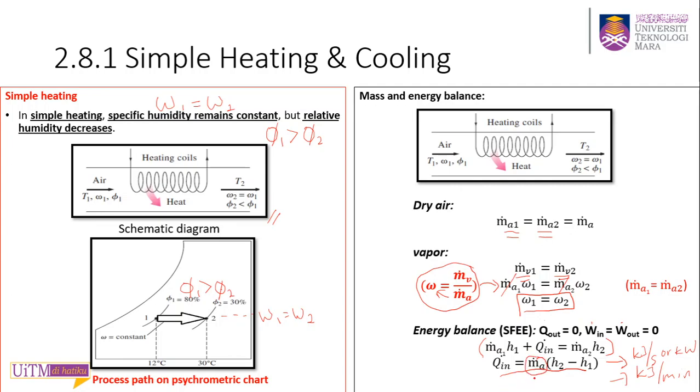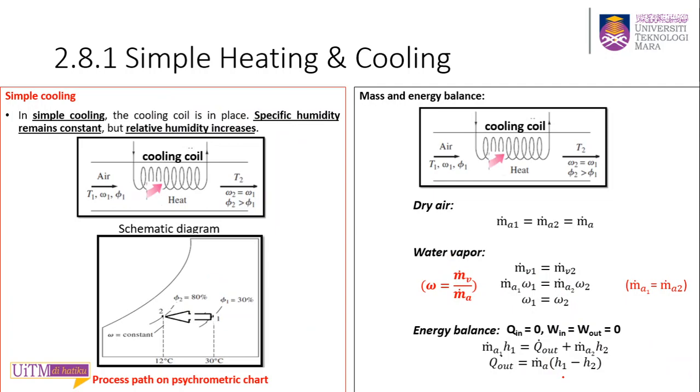Okay, depending on the m dot, either kilojoule per second or kilojoule per minute. Okay, so next is the simple cooling. For simple cooling, two key points. The first key point is for specific humidity, the air entering the system must be the same as air leaving the system. Same as simple heating just now.